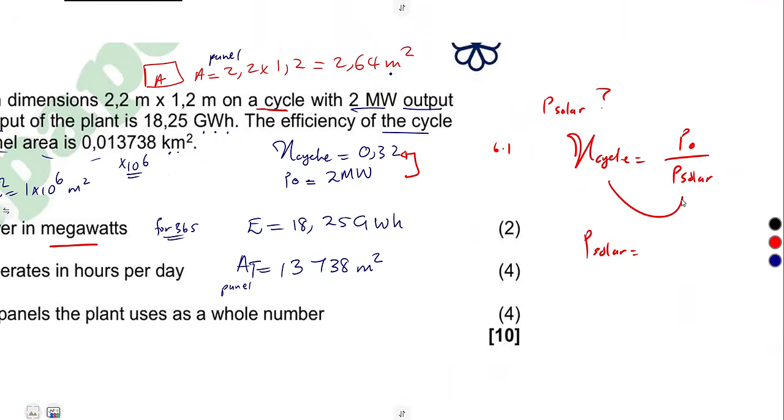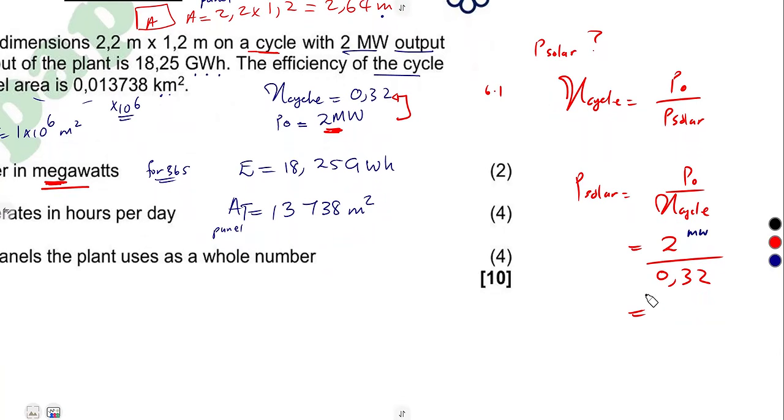If we make it the subject, we're going to divide by the cycle efficiency. In megawatts, you're going to use the output in megawatts. It's already in megawatts, so we're going to have our answer in megawatts. So divide by 0,32, our cycle efficiency. That is going to give us 6,25 megawatts. So that is it. Basic from what we're given. It was basically like that.